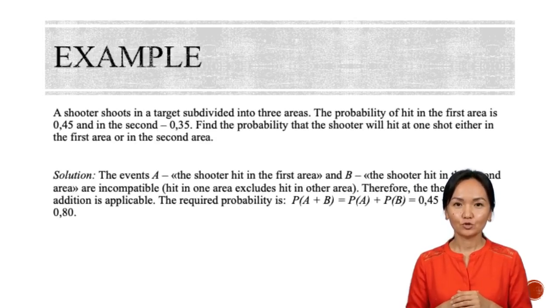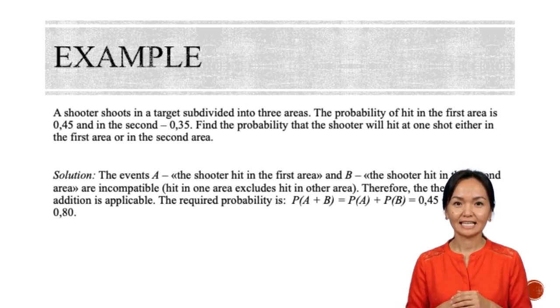Now let's apply this theorem to a practical example. Imagine a shooter aiming at a target that is divided into three distinct areas. The probability that the shooter hits the first area is 0.45, and the probability of hitting the second area is 0.35. We need to find the probability that the shooter will hit either the first area or the second area with a single shot. This is a perfect application of the addition theorem because the events are incompatible. If the shooter hits the first area, they cannot simultaneously hit the second area, and vice versa. So we simply add the probabilities. 0.45 plus 0.35 equals 0.80.